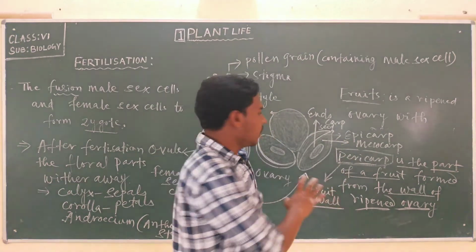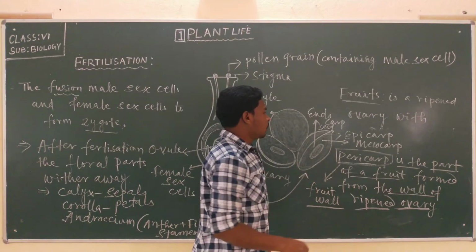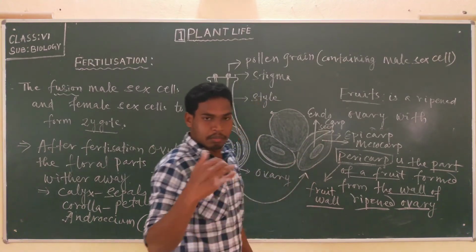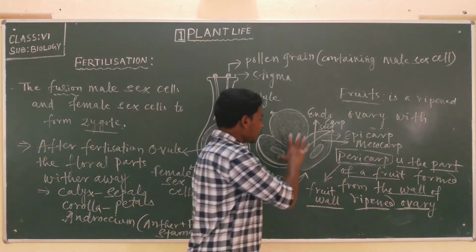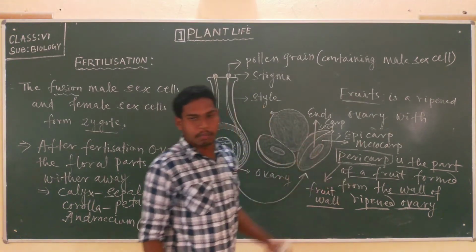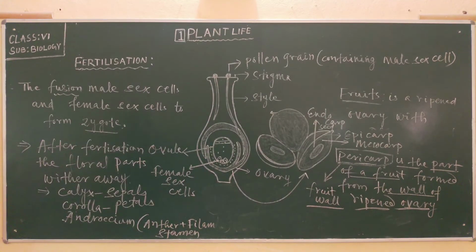These are the layers of pericarp. What are they? Epicarp, mesocarp, and endocarp. So this is known as pericarp. The pericarp consists of three layers.